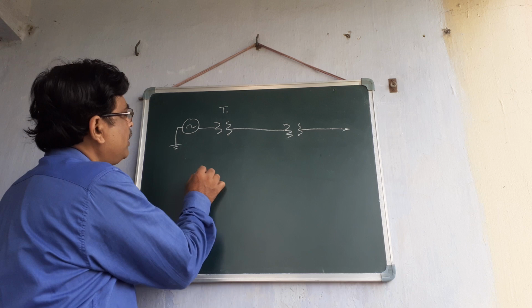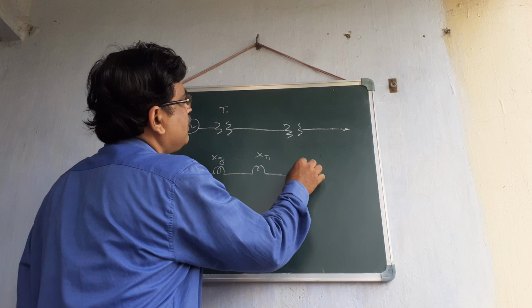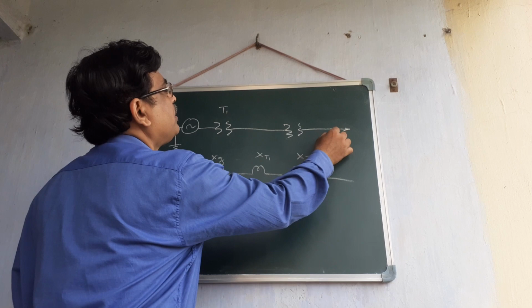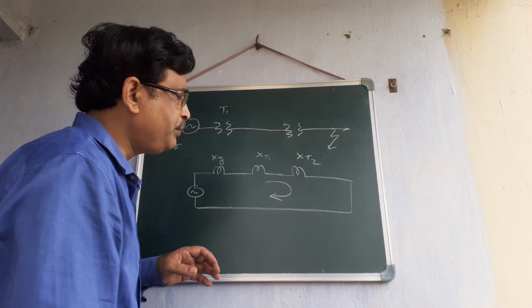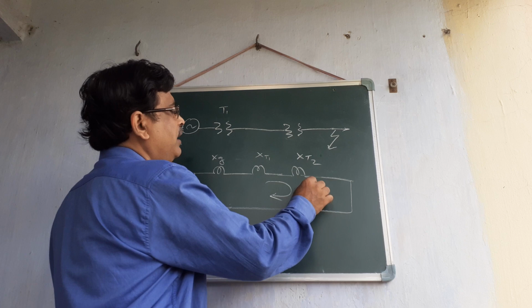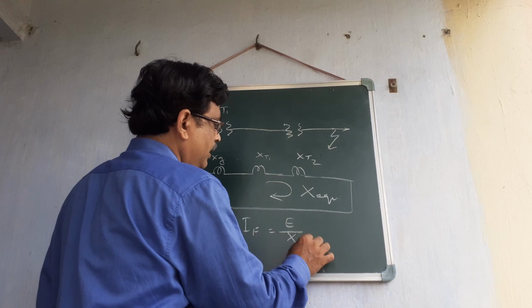Suppose this is generator XG, then this is transformer XT1, then it is XT2, and then from this, if short circuit occurred here, then we will draw this net reactance diagram, and we will get a single loop with all these reactances in series, and we will take the summation and we will get X equivalent, and if the voltage is E, then I fault will be E by X equivalent from Ohm's law.